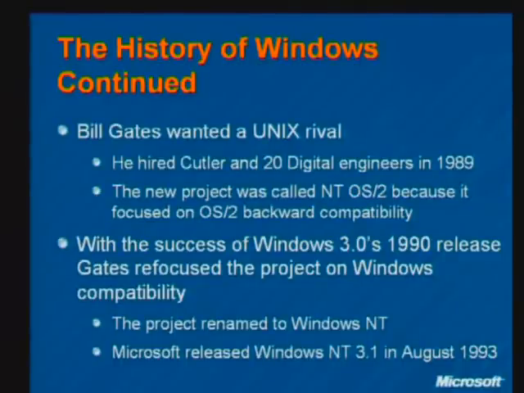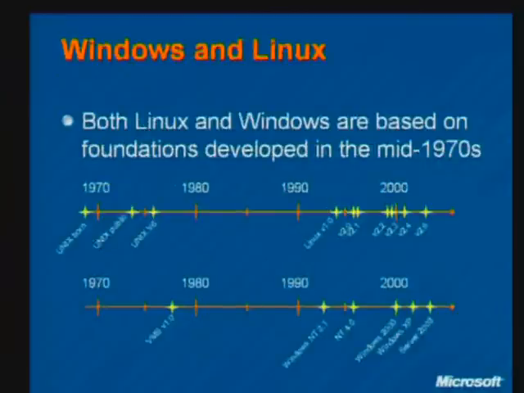And Microsoft released Windows NT 3.1. The version number was made to coincide with the current version of the 16-bit Windows operating system, which was 3.1, in August of 1993. So if you look at a timeline of the evolution of these two operating systems, starting with their predecessors, you see that they both had their origins back in the mid-1970s. They both had their birth in the early 1990s, and they've been evolving pretty quickly since then.